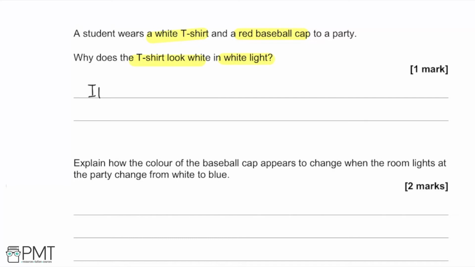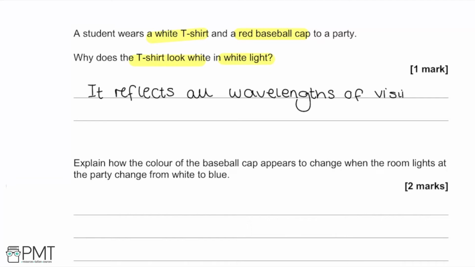So to get the mark here, we're just going to say that the t-shirt reflects all the wavelengths or all of the colours of visible light, and that this happens equally. And that's going to gain us this mark.